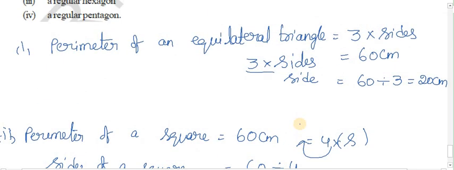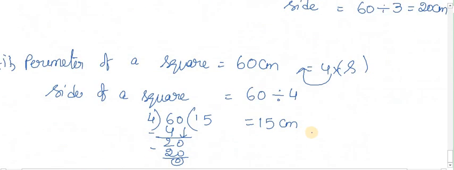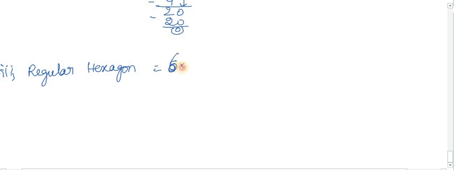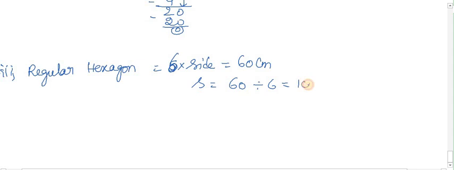And next, what is going to be? A regular hexagon and a regular pentagon. So I already said that when all sides are equal, then only the word regular will come. So regular hexagon and pentagon. Hexagon means what? 6 sides. 6 into side is equal to 60 centimeters. Of course, it is very easy because 6 tens are 60. 60 divided by 6 is nothing but 10 centimeters.